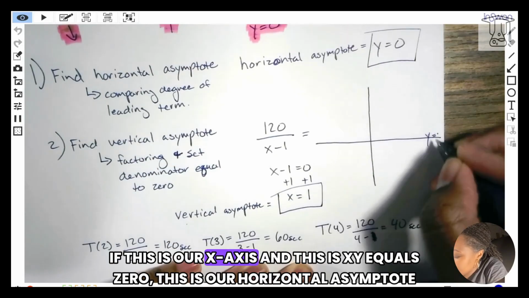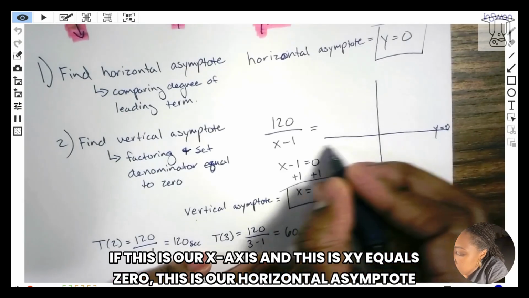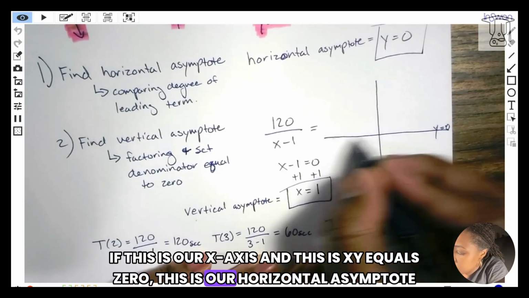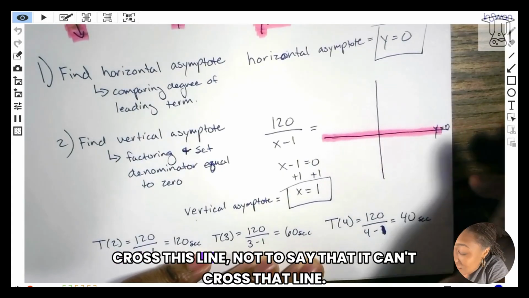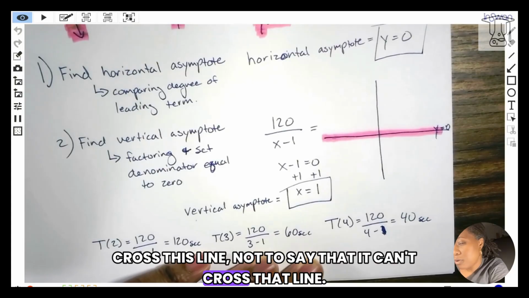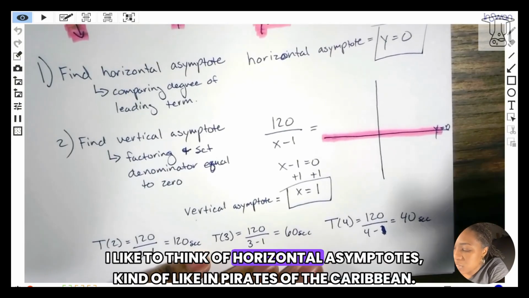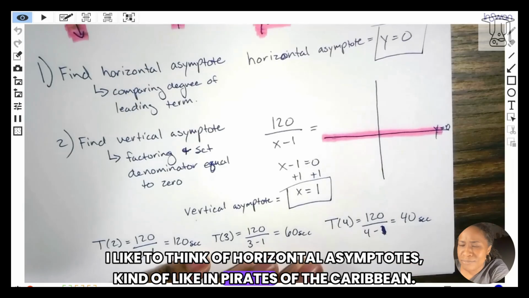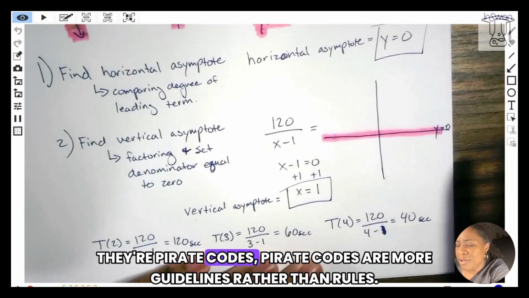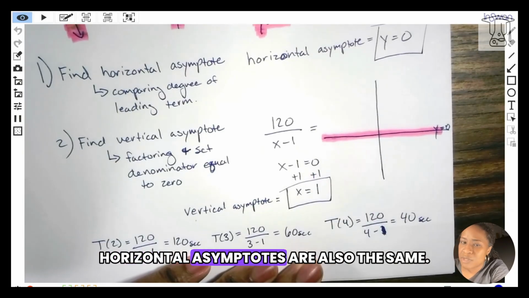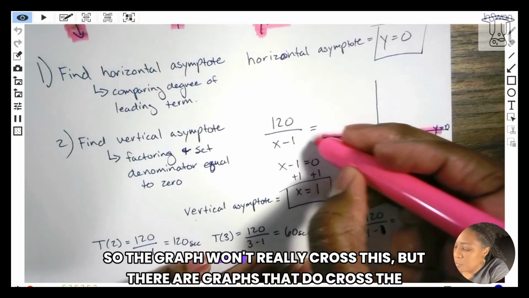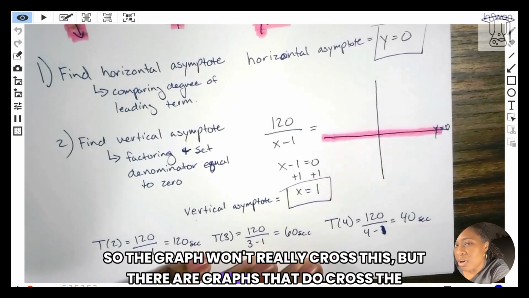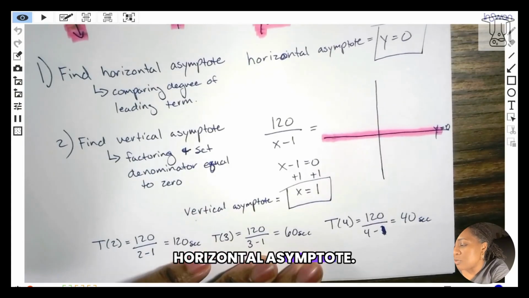If this is our x-axis and this is y equals 0, this is our horizontal asymptote right here. And my graph will not cross this line, not to say that it can't cross that line. I like to think of horizontal asymptotes kind of like in Pirates of the Caribbean. Pirate codes are more guidelines rather than rules. Horizontal asymptotes are also the same. They're more guidelines versus rules. So the graph won't really cross this, but there are graphs that do cross the horizontal asymptote.